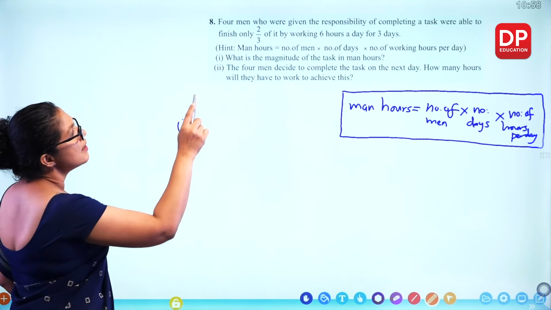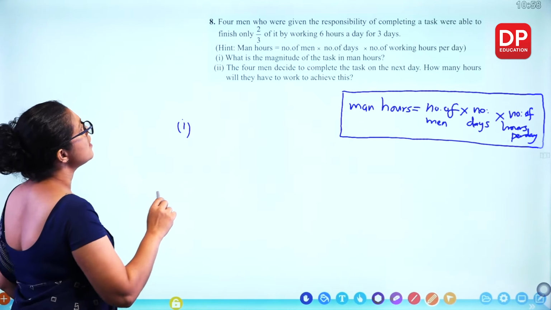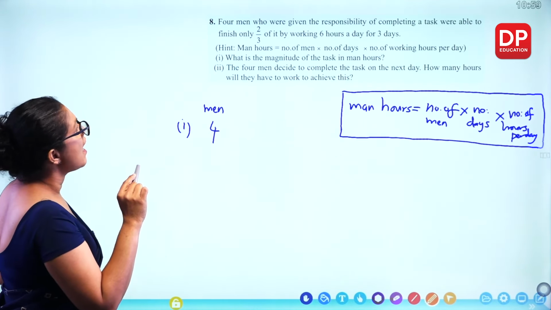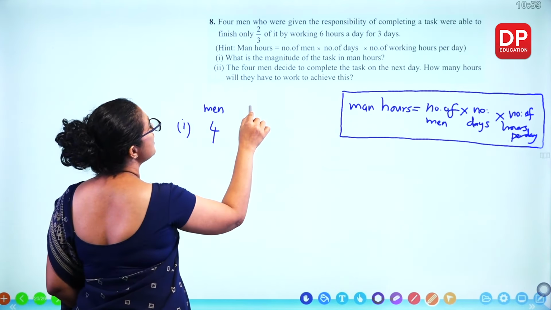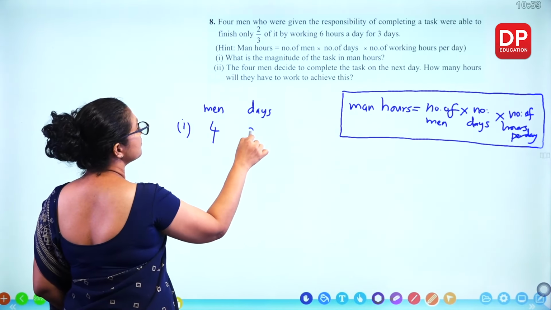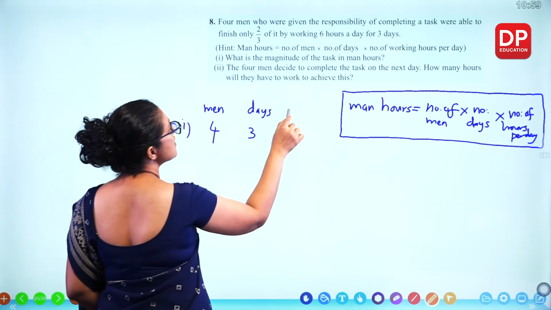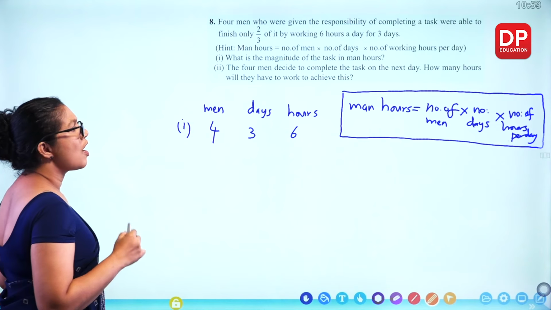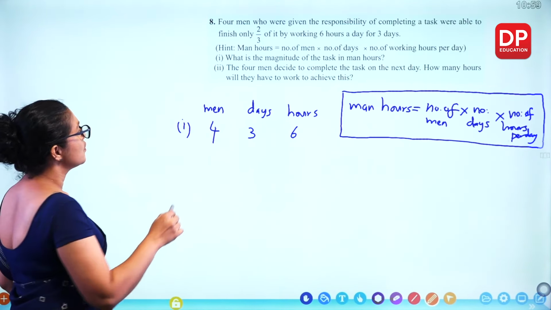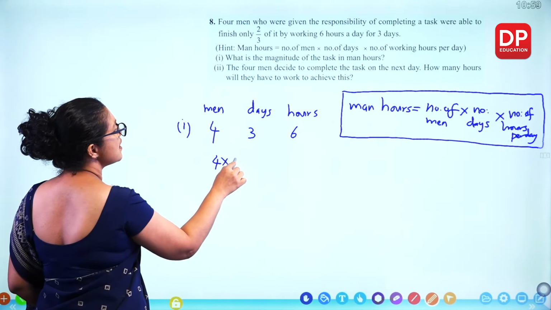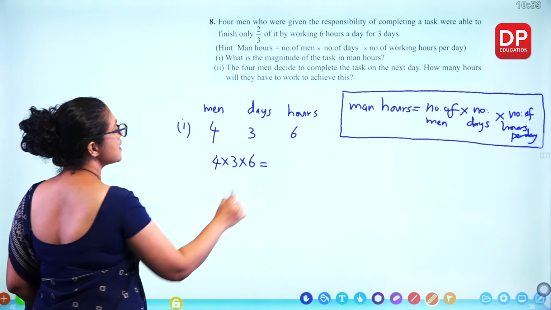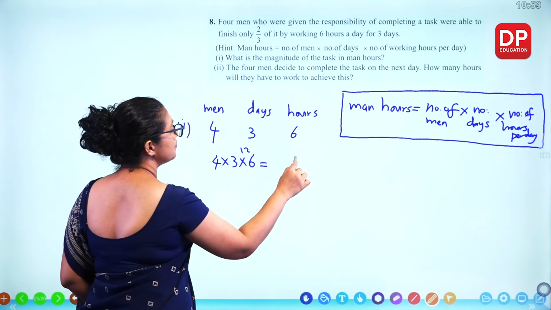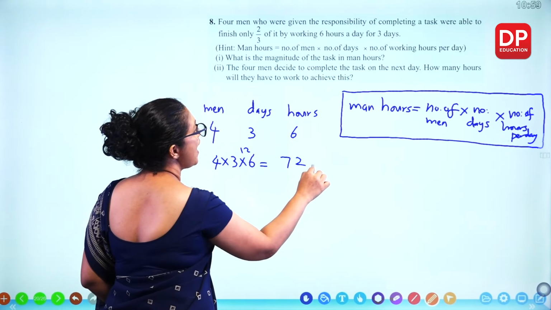So we'll see the given information. 4 men can complete a task with 3 days and each day 6 hours. So how many man hours are there? So first part you can write 4 times 3 times 6. So 4 times 3 is 12. 12 times 6. 72 man hours are there.